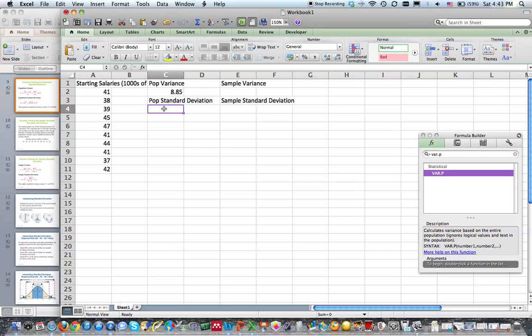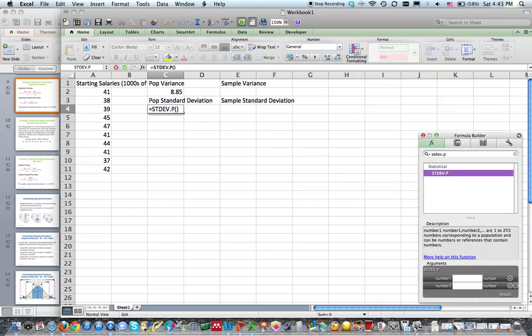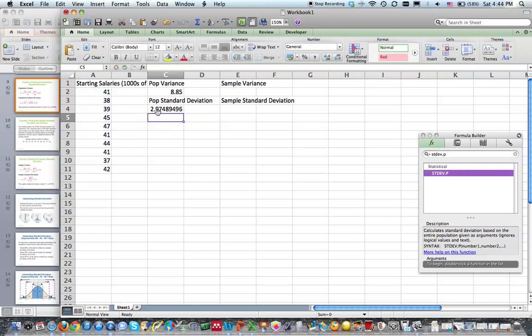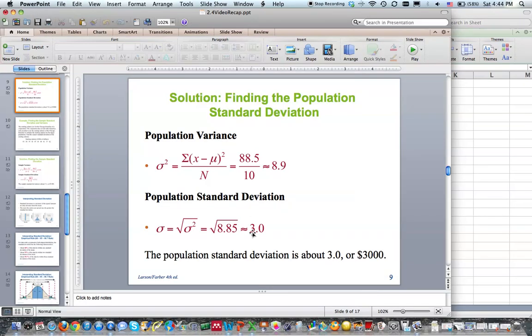So for population standard deviation, I'm going to type in the code for that one, which is STDEV.P, and I'm going to hit enter and choose it. And then again, I'm going to highlight my data from A2 to A11 and hit enter. And I get the population standard deviation to be 2.975, about 3, which is very similar to what we got over here. They just rounded it to 3.